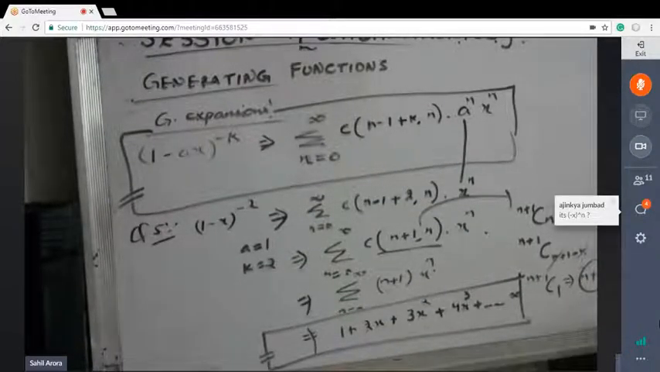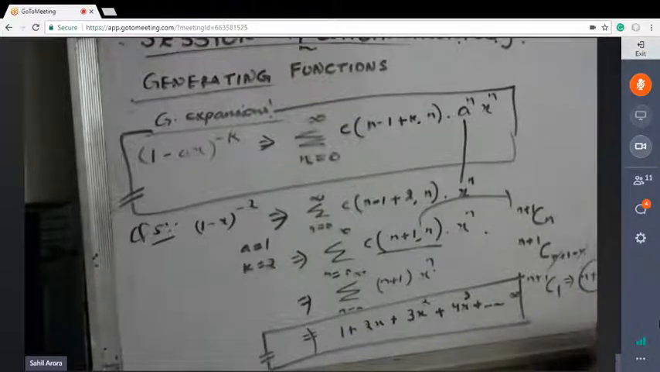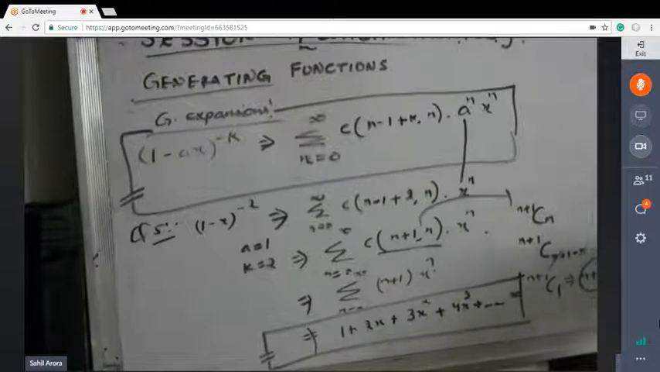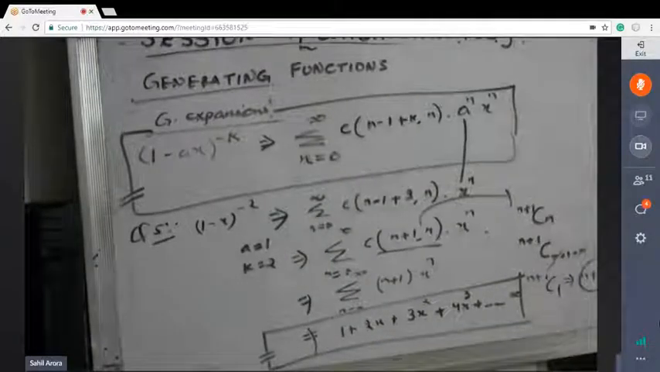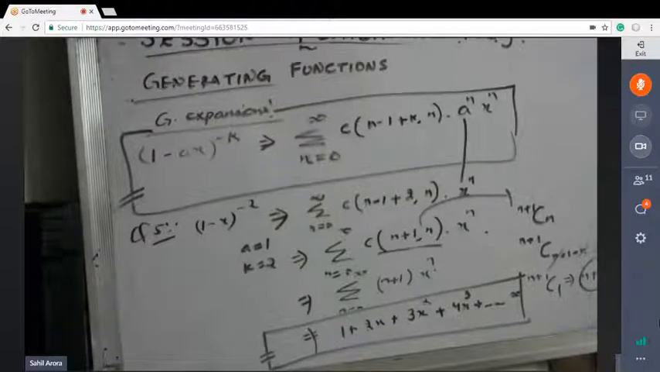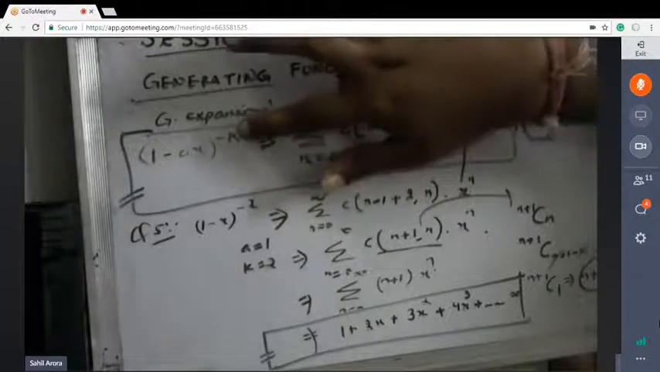Now one thing we can learn from this from now onwards is, Ajinkya, you are saying it's (minus x) whole power n. No, it is not (minus x) whole power n. It is x^n only. Why? Because here it is minus k, not k.